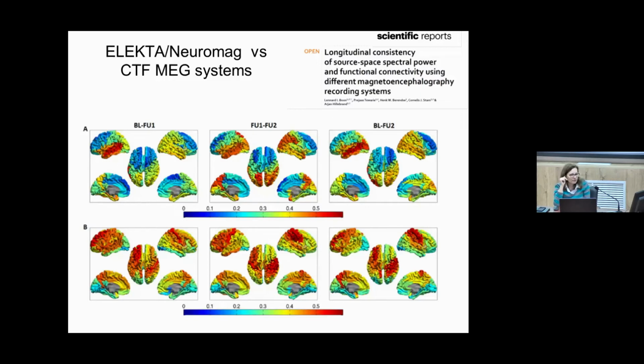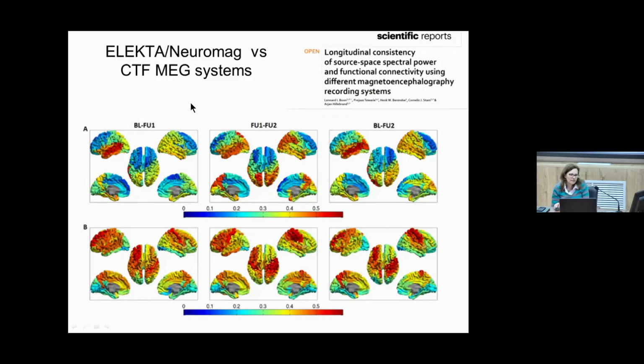But what is important, I'm presenting one of the recent reports about longitudinal consistency of source space, spectral power, and functional connectivity using different magnetoencephalography systems. So even if you use different magnetoencephalography systems based on different sensors, axial gradiometers and planar gradiometers, when you go to the source space after some sophisticated analysis and measure, for example, here baseline versus first follow-up study, the upper line is for alpha rhythm, and this line is for beta rhythm.